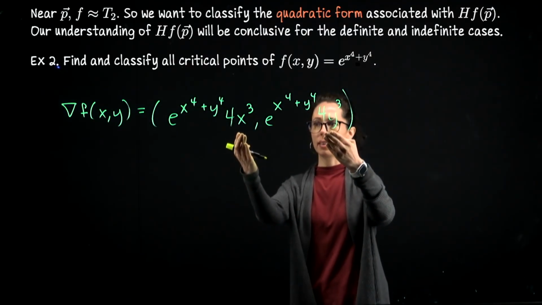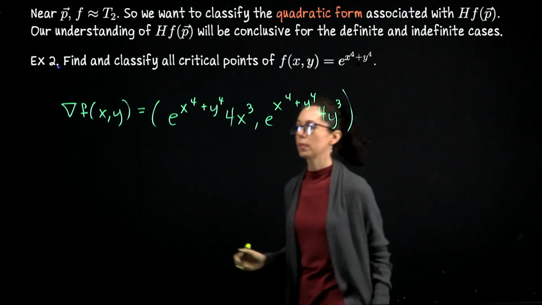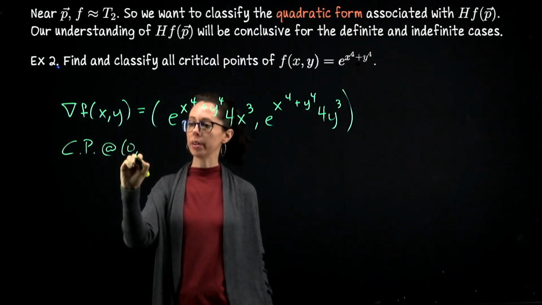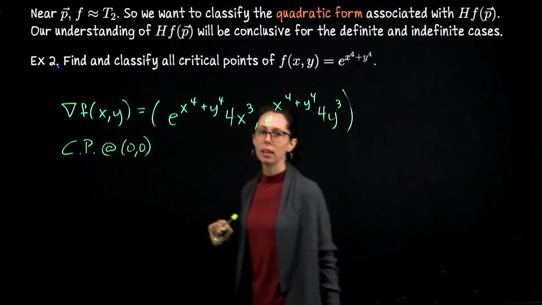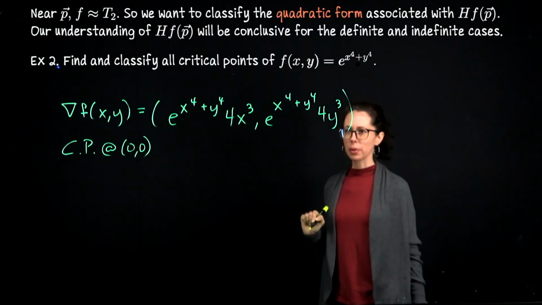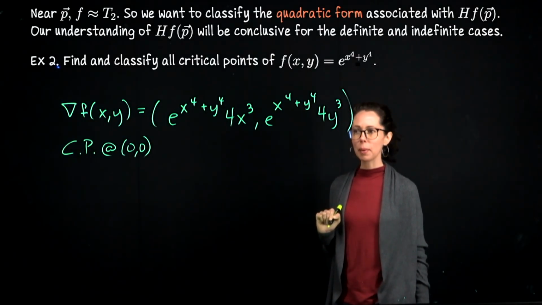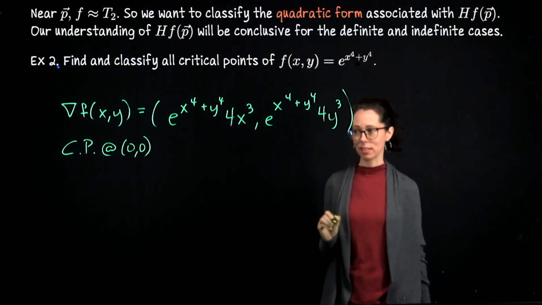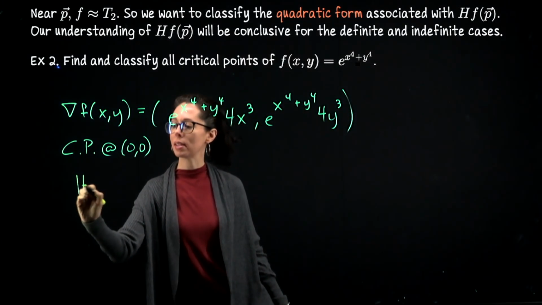Okay. Exponential is always positive, so the only way that we're going to have a critical point is at the origin. So the critical point is at (0, 0). If I want to compute the Hessian of this matrix, it's a little bit messy, but let me go ahead and tell you what the Hessian at the origin is. And you might be anticipating it.